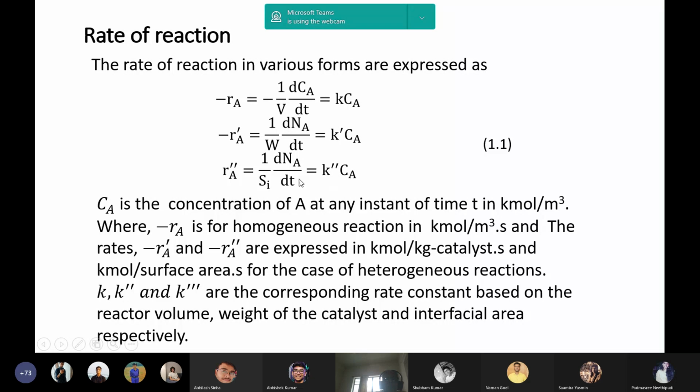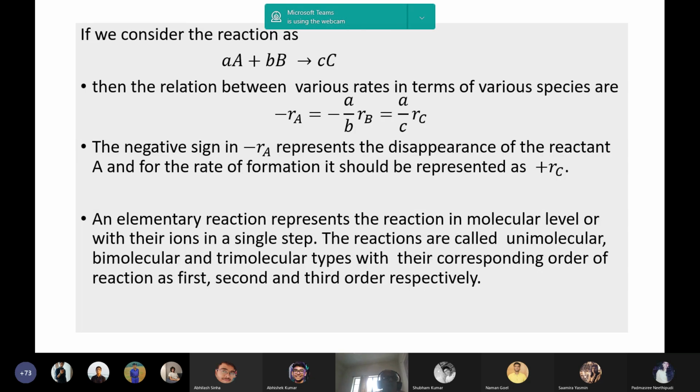So these three equations are used for reactor design. The corresponding CA is the concentration of the reacting species in kilomole per meter cube, and the rate is expressed in kilomole per meter cube per second. Here it is kilomole per kg catalyst per second, and in the third case, it is kilomole per meter square per second. These are the basic things. It is available in Levenspiel, first and second chapter of Levenspiel.